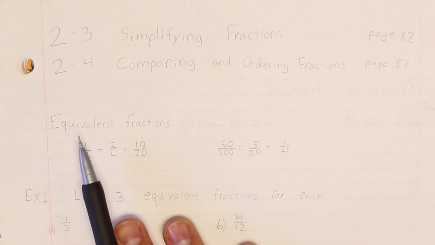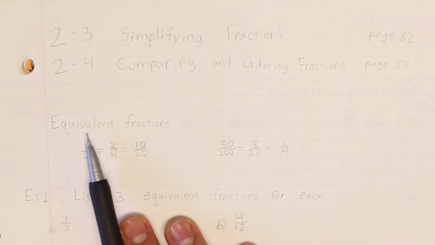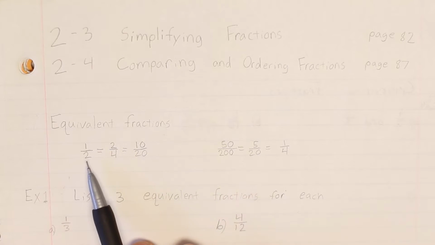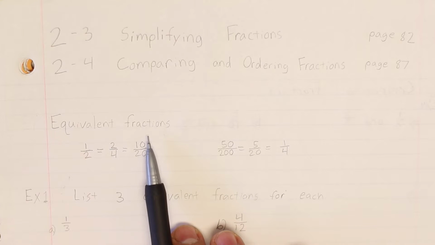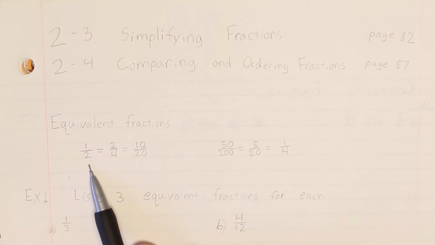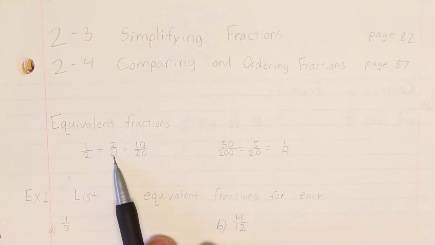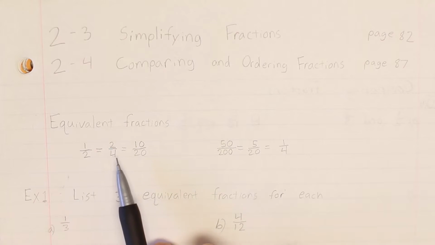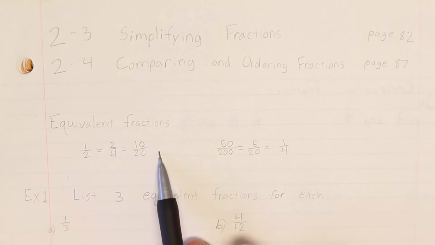First, we need to take a look at this term right here, equivalent fractions. Okay, equivalent fractions. Equivalent fractions are fractions that are equal to each other. So, for instance, if you have 1/2, 1/2 could also be written as 2/4 or 10/20. They're equal to each other. It's basically saying the same thing, but you just make the fraction look a little different.